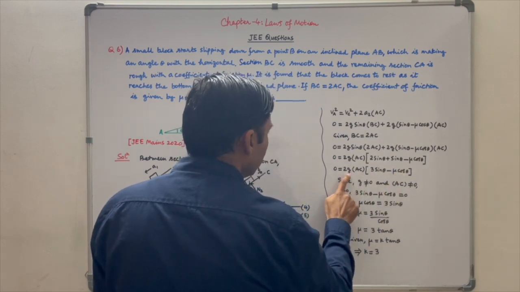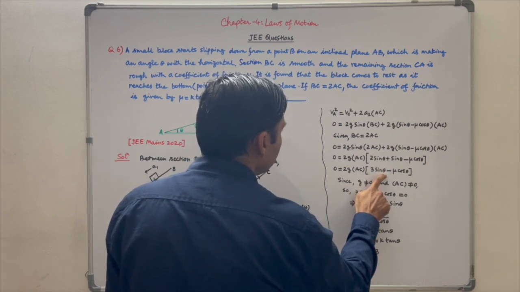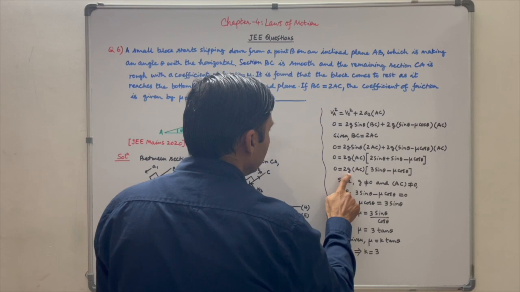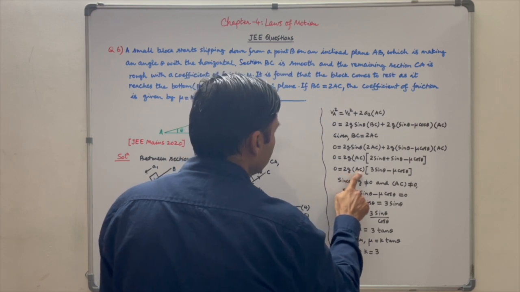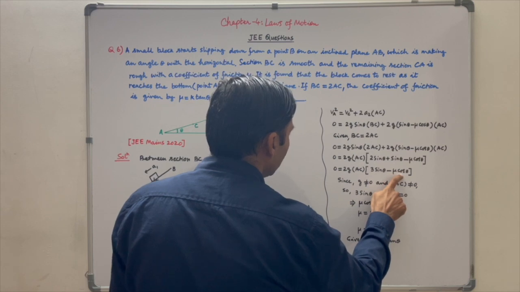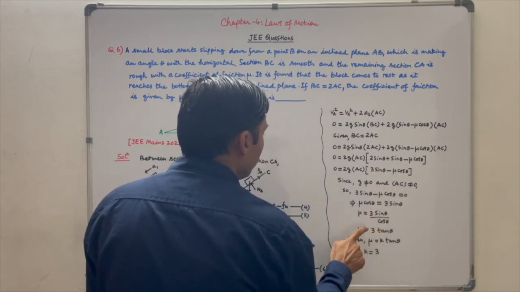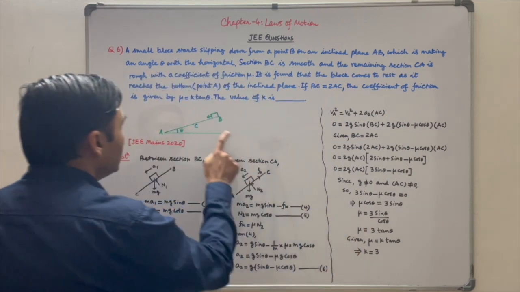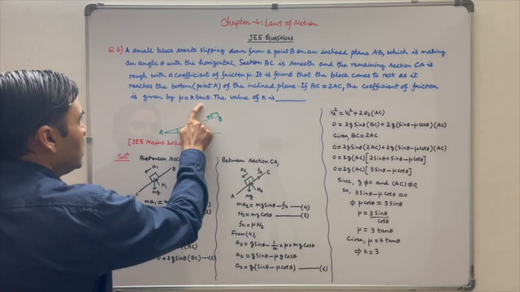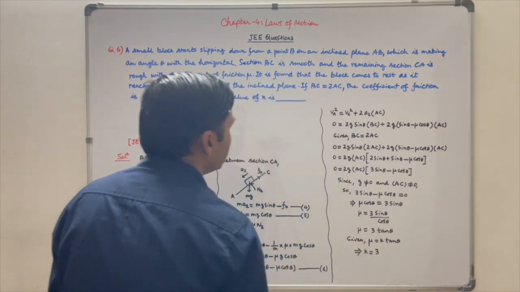So either g is equal to 0 or AC is equal to 0 or 3 sin theta minus mu cos theta is equal to 0. Since g is not equal to 0 and AC is not equal to 0, 3 sin theta minus mu cos theta is equal to 0, which gives mu is equal to 3 tan theta. Now compare this value of mu with mu is equal to k tan theta. So it gives the value of k as 3, which is our answer.